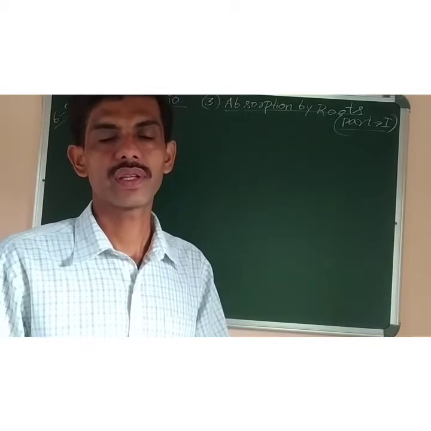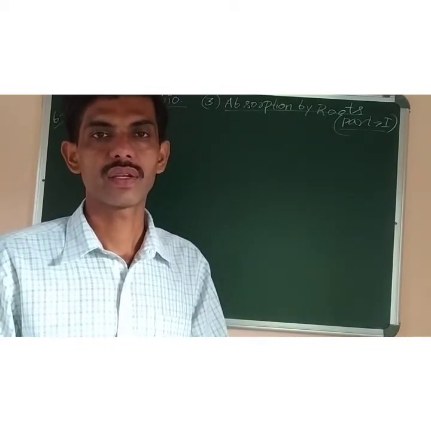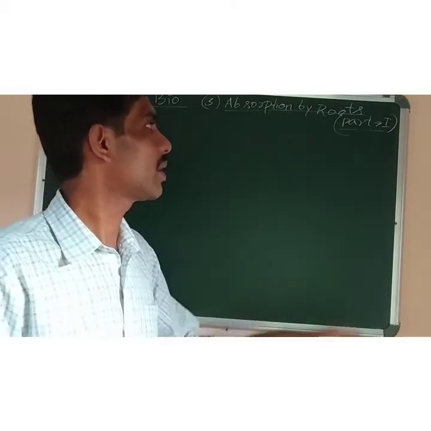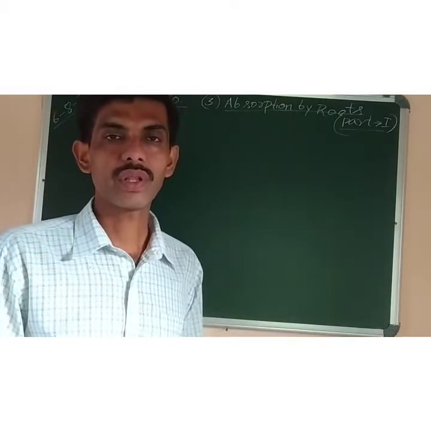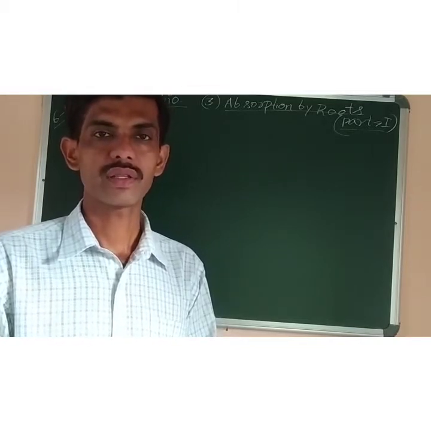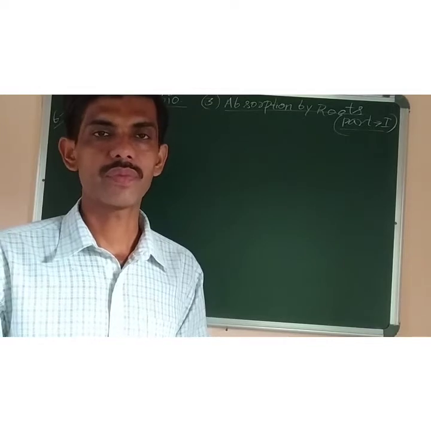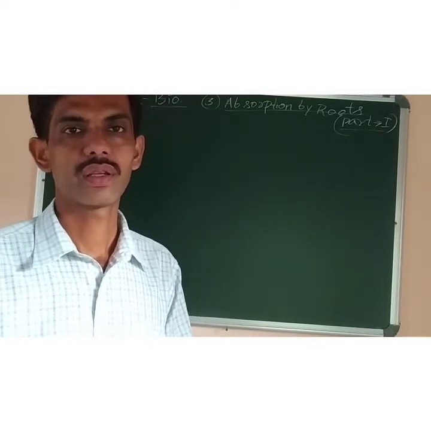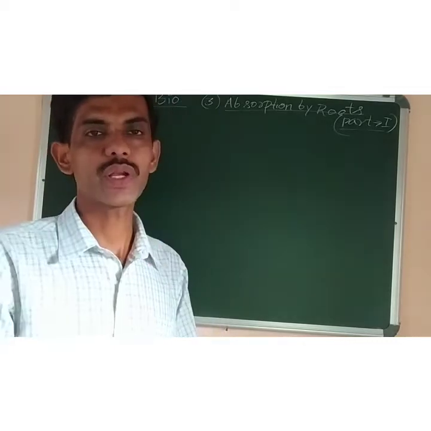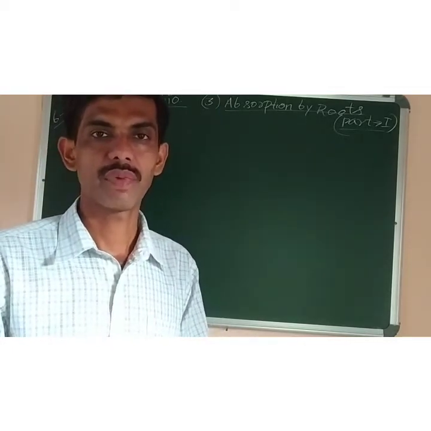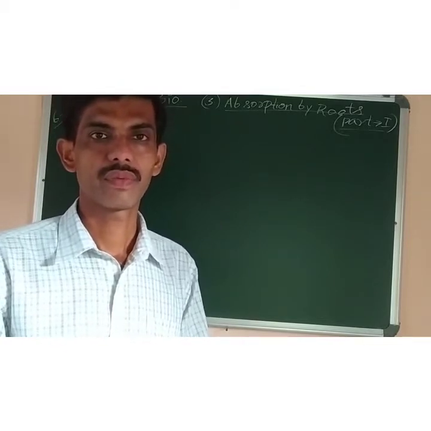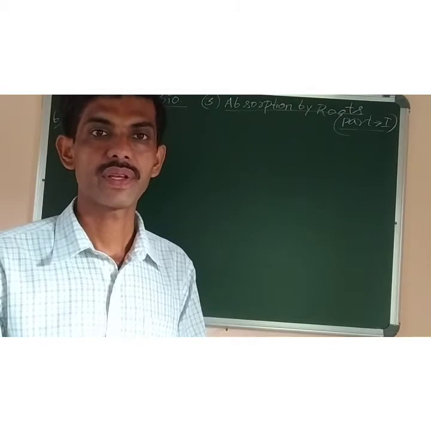After your unit test, this is the first class, and today we are going to start with the third chapter, that is absorption by roots, part 1. You know that plants need water and minerals, which are absorbed from the soil by the roots of the plants, and then transported to the upper parts of the plant by different forces like transpiration force. That is called ascent of sap.